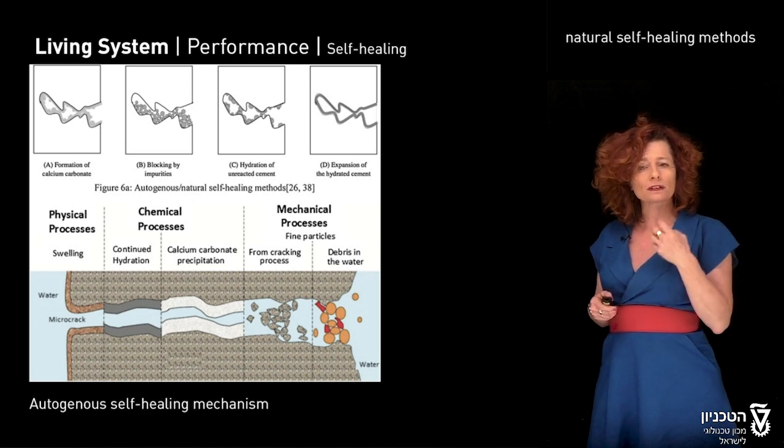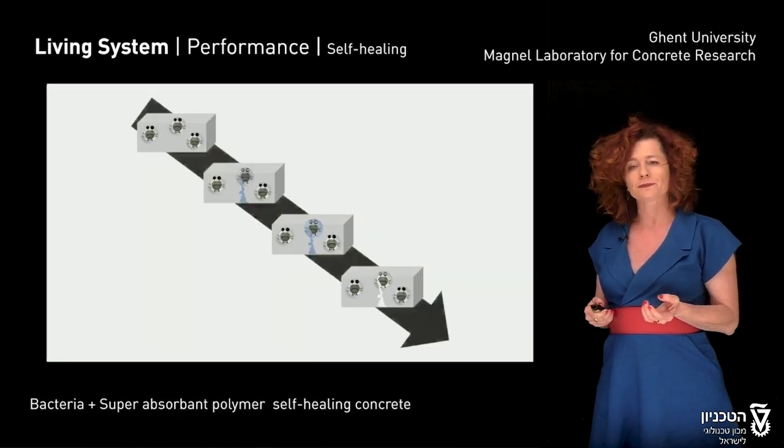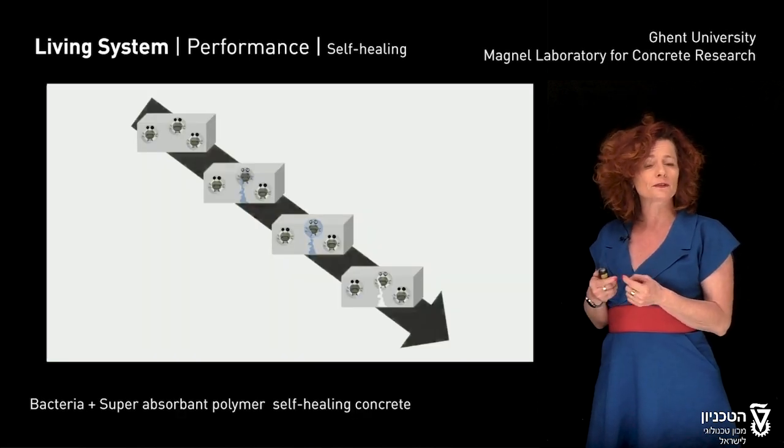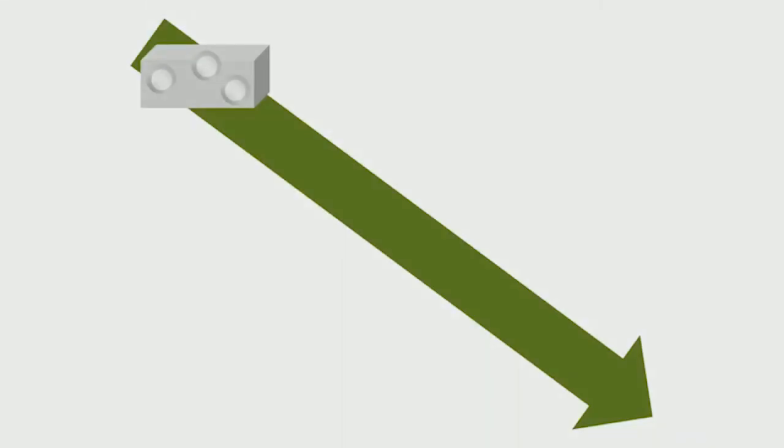And once in contact with water, calcification is triggered. Now, developments include bacteria that enhance this process. Let's see how this is done. Superabsorbent polymers are located in the pores of the concrete matrix. When a crack appears in the concrete, it goes through the pores with superabsorbent polymers.